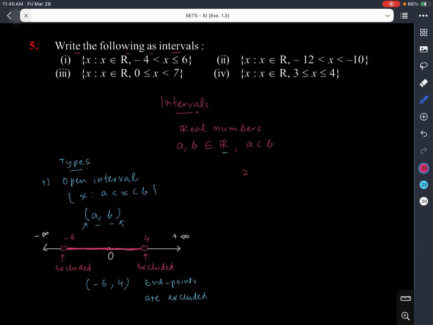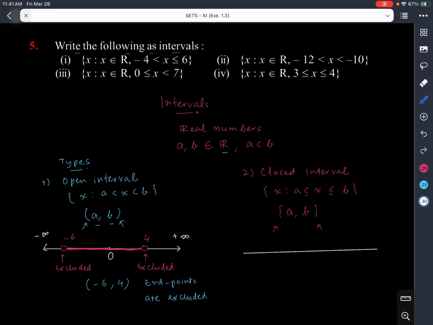Towards the second type of interval, here we are having a closed interval. So take for example, we have a set where x such that x is greater than or equal to a but less than or equal to b. So in terms of interval, this set will be represented as [a, b] enclosed in brackets. So here again we are using a bracket of different style. So this interval means that all the values between a and b with a and b are included.